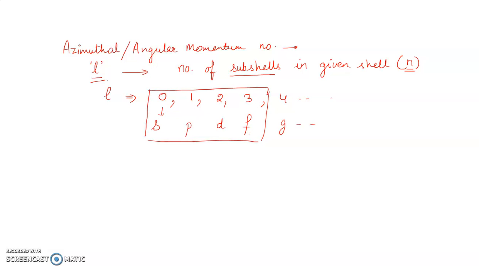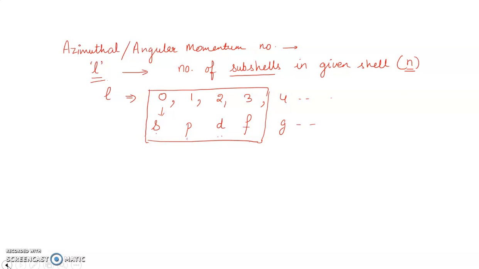So the S subshell is there: spectrum, principal, diffuse, fundamental. These are the historical words from where the letters are taken, like S for spectrum. From the word spectrum we have taken S, principal P, diffuse D and fundamental F. So these are the subshells, and these subshells have different shapes.